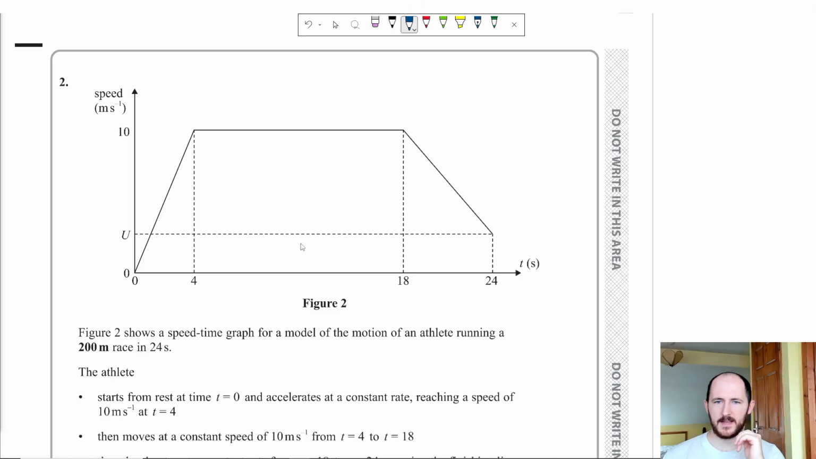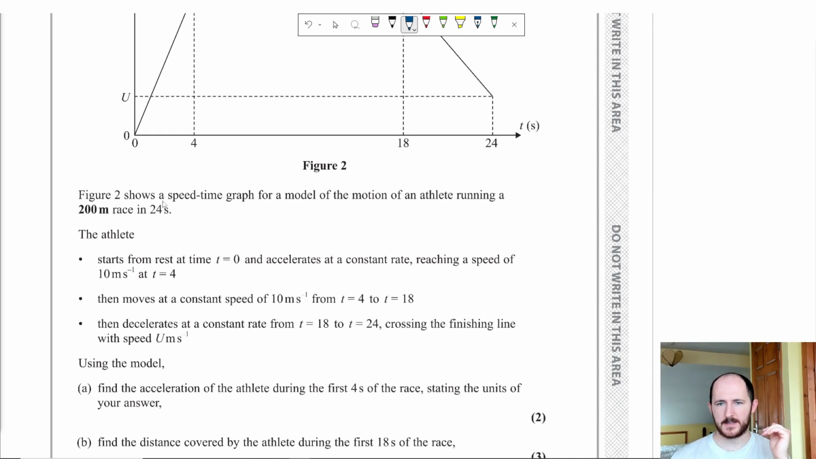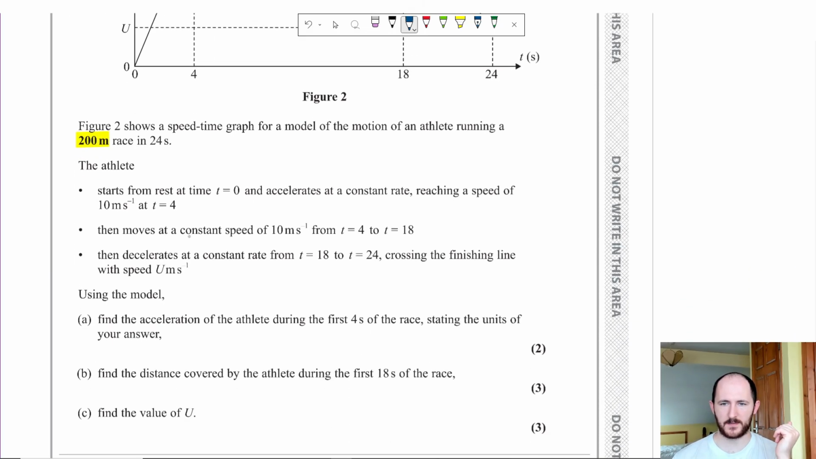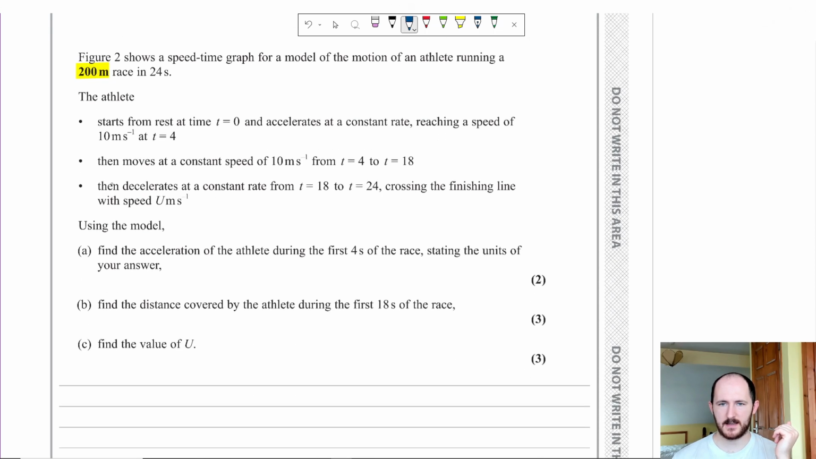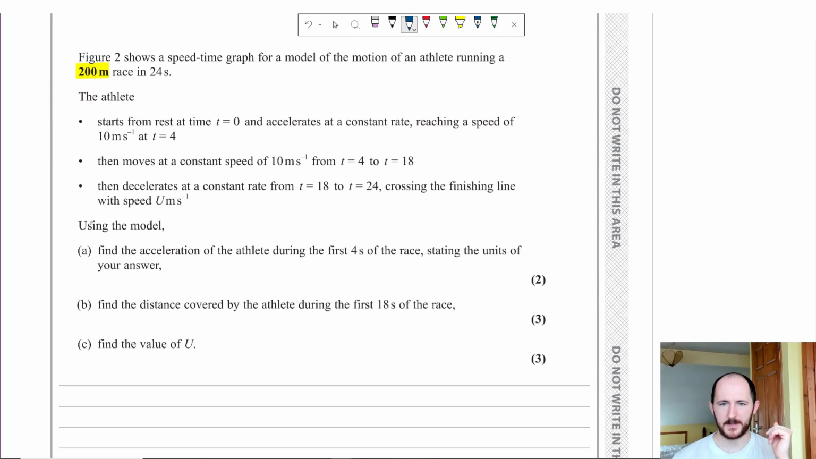Okay, so here we have a speed time graph. Again, you're probably going to get one of these. Figure 2 shows a speed time graph for a motion of an athlete running a 200-meter race. They start from rest, of course, at 0. Then they accelerate at a constant rate, reaching a speed of 10 at t equals 4. Then they move at a constant speed from 4 to 18 seconds. Then they decelerate at a constant rate from 18 to 24 seconds, reaching a final speed of u when they cross the finish line.